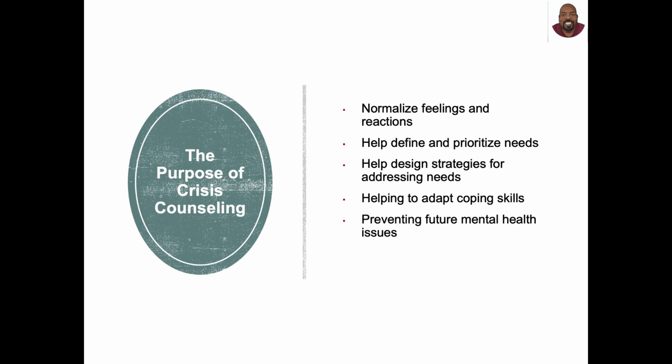Also, we want to help design strategies for addressing the needs. Now that we've normalized the feelings, we've helped them prioritize them. Now we want to help design some strategies for helping them to actually get there. Because if we just help people figure out what the needs are, but we never give them a plan on how to get there, then we really have not been that much help at all. And so we want to look at what strategy we put out there. What are some coping skills that they may end up using to help them deal with those needs they have? And so we want to make sure that's well defined for those individuals.